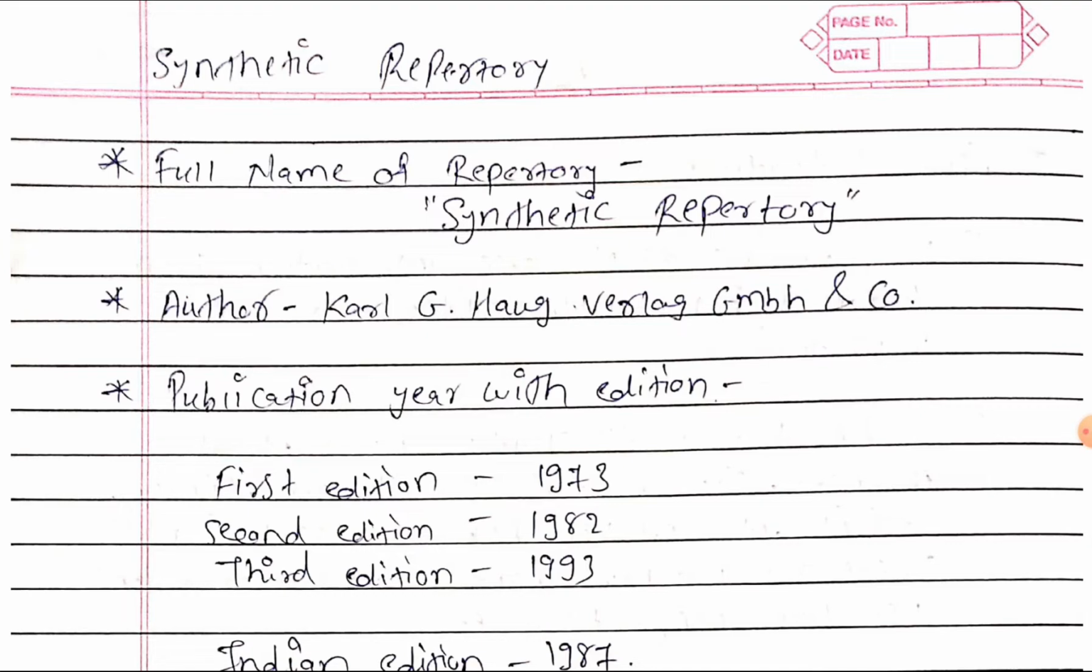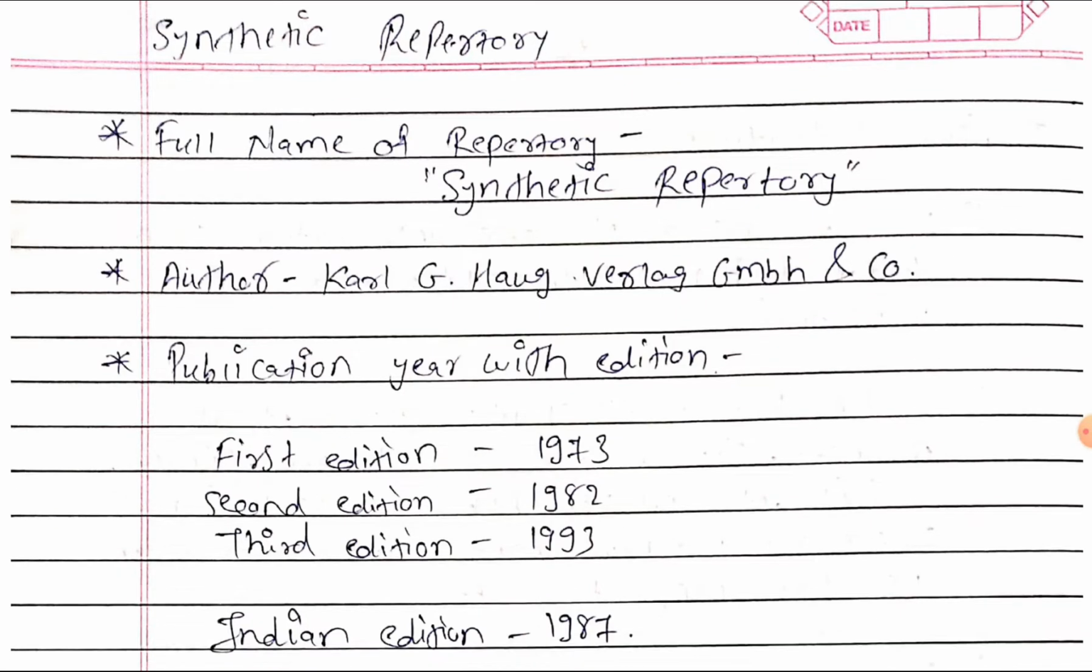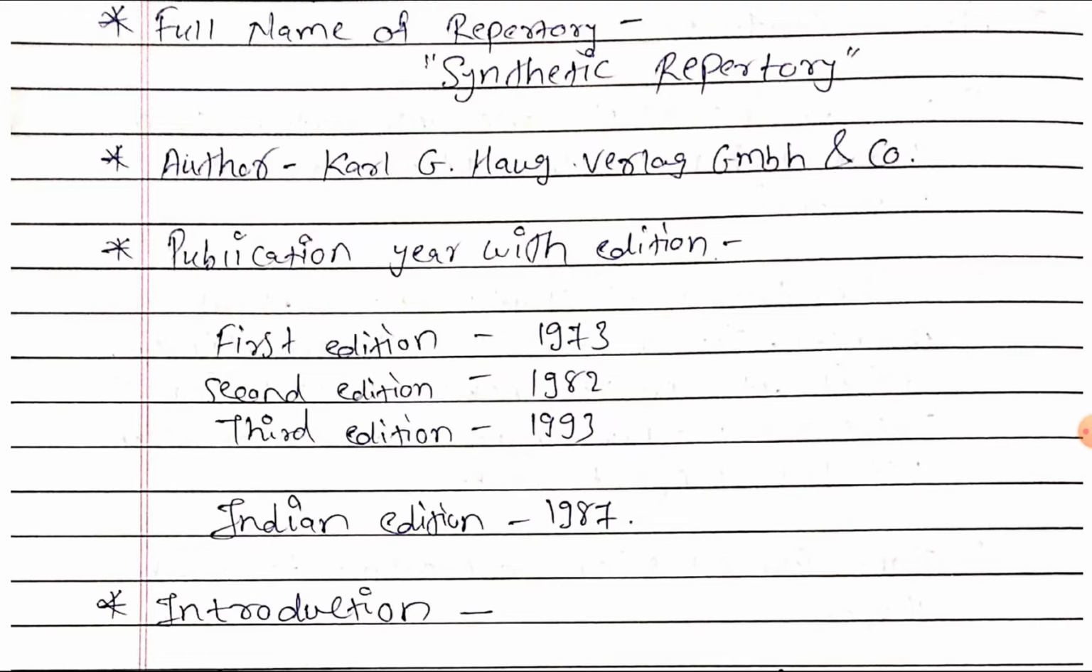So today we'll be continuing our repertory exam revision series with our next repertory, which is the synthetic repertory. The full name of the repertory is Synthetic Repertory. Author is Carl G. Hogg, Verlag Gum and Company. Publication year with edition: first edition in the year 1973, second edition in the year 1982, third edition in the year 1993, Indian edition in the year 1987.